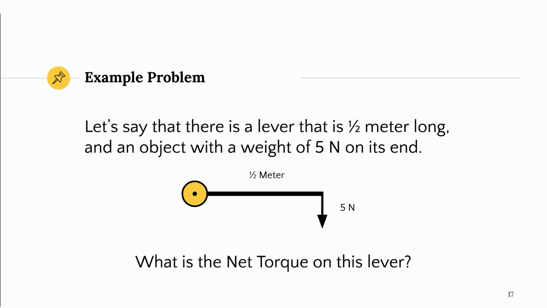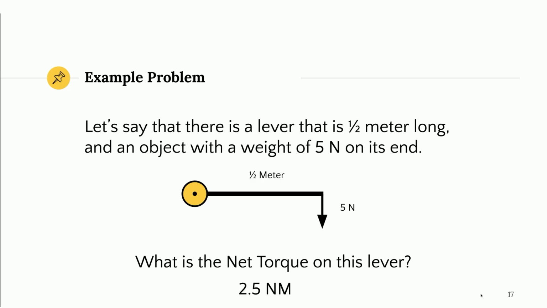So here's an example problem. Let's say that there is a lever that is 1/2 meter long and an object with a weight of 5 newtons on its end. What is the net torque on this lever? I'll let you guys solve this on your own if you wish. Once you have an answer, if you wish, put them in the chat so I can see them.